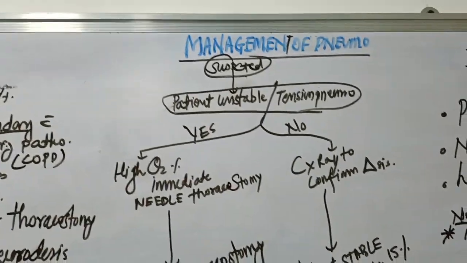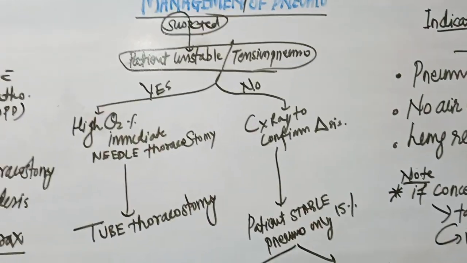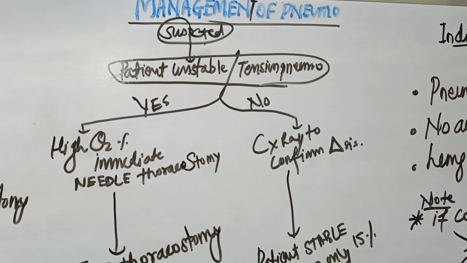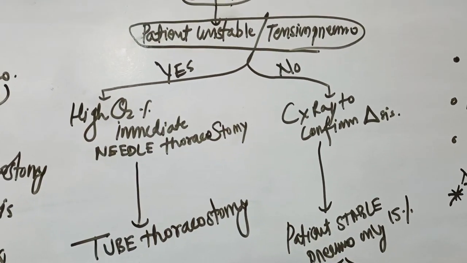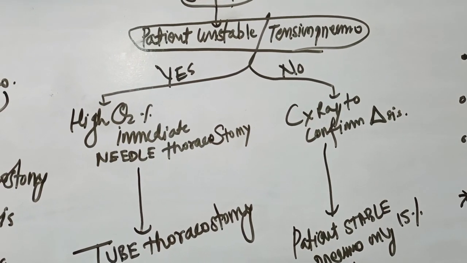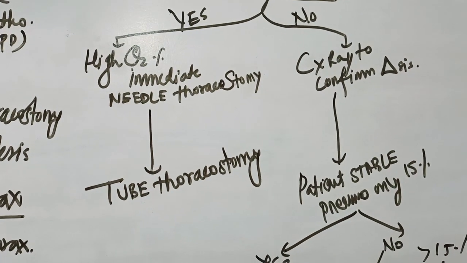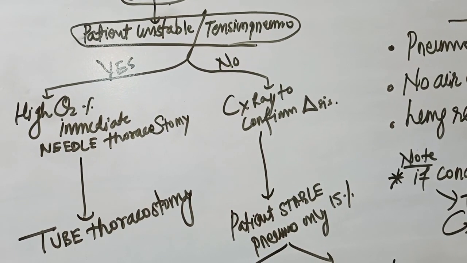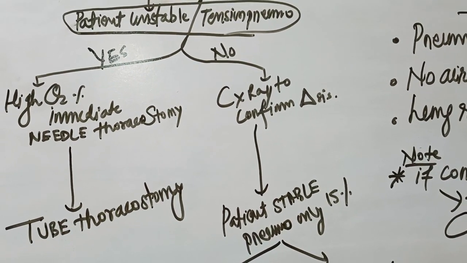So this is the management flow chart for pneumothorax. Initially, if we suspect pneumothorax, is the patient unstable or do we suspect tension pneumothorax? If yes, the patient is unstable, so we will give 100% oxygen immediately and immediately do needle thoracostomy, followed by tube thoracostomy. If the patient is stable, we will do an X-ray for confirmation of the diagnosis.